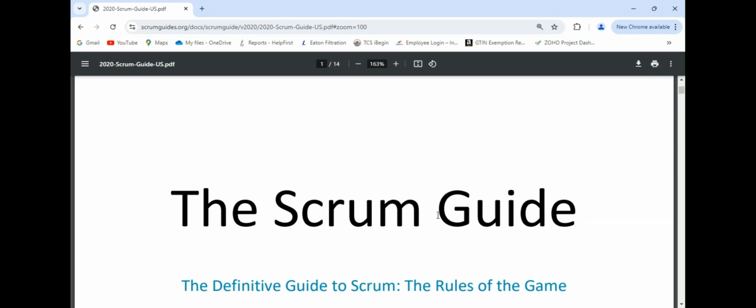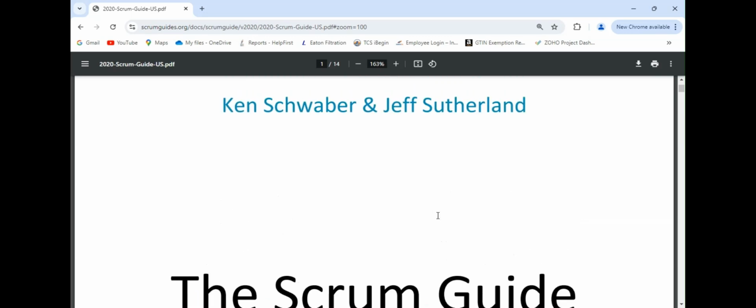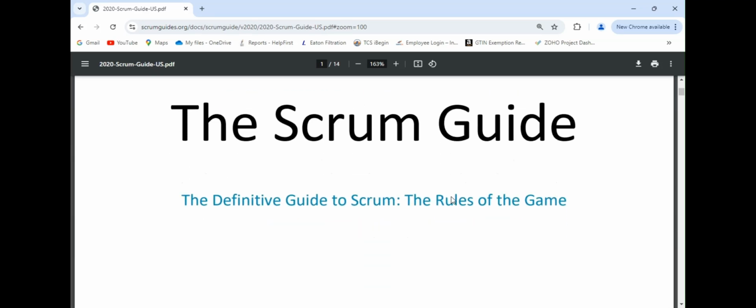The Scrum Guide. The Definitive Guide to Scrum. The Rules of the Game. By Ken Schwaber and Jeff Sutherland. Purpose of the Scrum Guide.